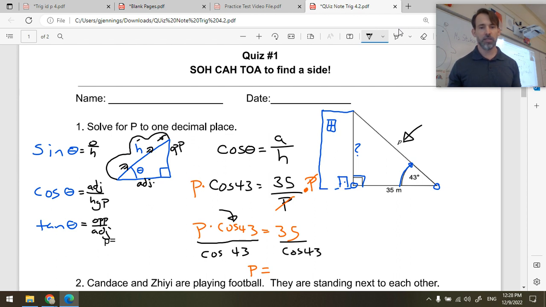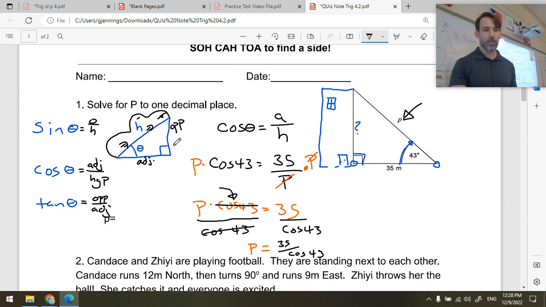And then you get your answer. P is equal to 35 over cosine 43. Because these cosines will cancel. They're the same thing. And that isolates P on one side of the equation. So you finally have your equation as P equals blah, blah, blah.